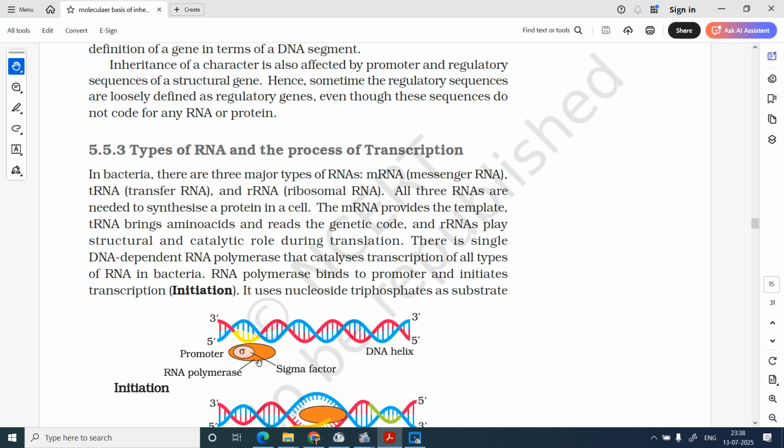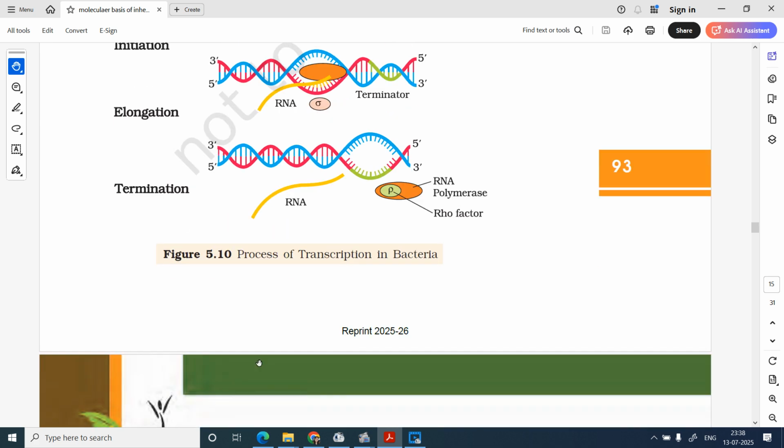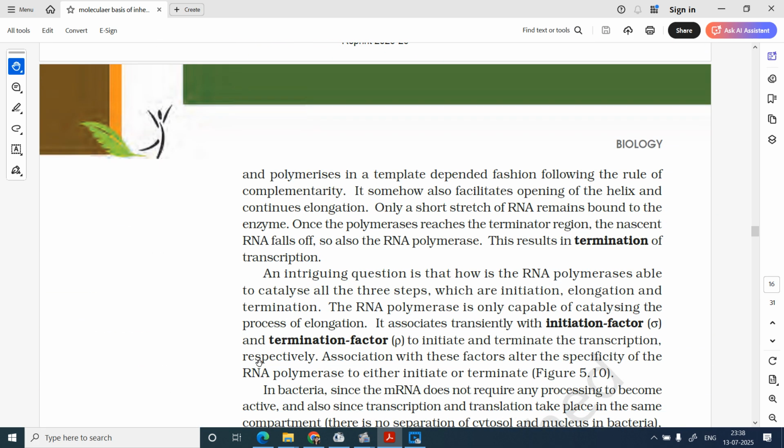RNA polymerase binds to the promoter and initiates transcription. It uses nucleoside triphosphates as substrate and polymerizes in a template-dependent fashion following the rule of complementarity. It also facilitates opening of the helix and continues elongation. Only a short stretch of RNA remains bound to the enzyme. Once the polymerase reaches the terminator region, the nascent free RNA falls off, and so does the RNA polymerase. The result is termination of transcription.